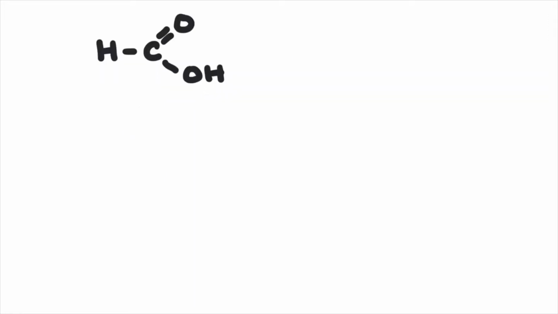So let's name them. The simplest carboxylic acid is made out of methane with a carboxyl group attached. Drop the letter E and replace it with oic acid, so it's methanoic acid. This is also known as formic acid and is found in these things.